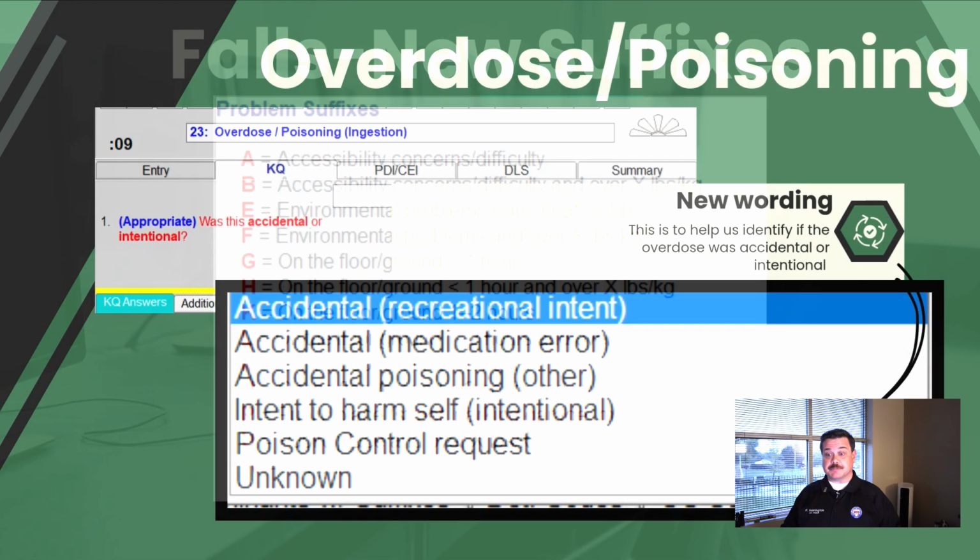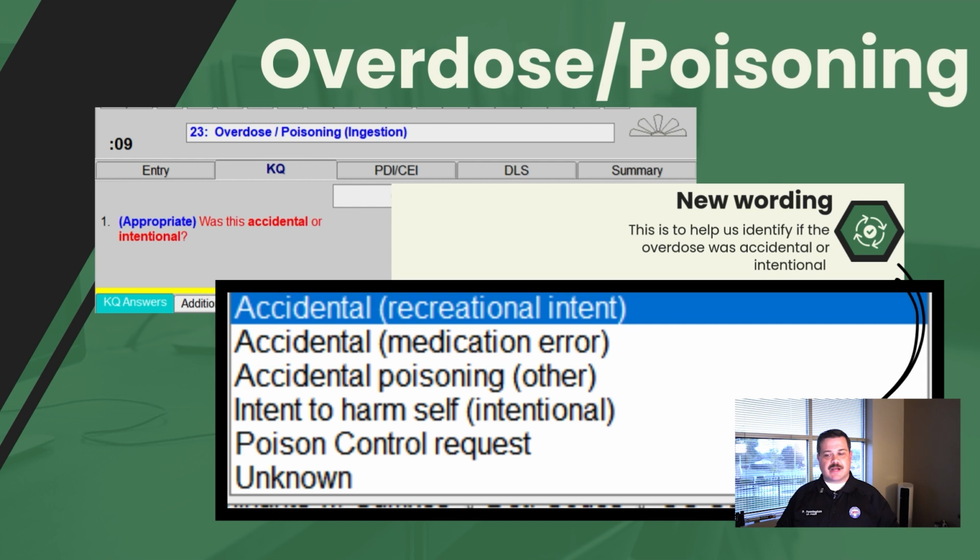Now let's look at the overdose protocol and the changes that were made here. Right off the bat, you're going to notice a new answer to the question, was this accidental or intentional? The new answer is accidental with recreational intent. And this is going to allow you to select a more specific answer to this question and help define whether the substance was taken with the intent of suicide or the like, or just for recreational purposes.